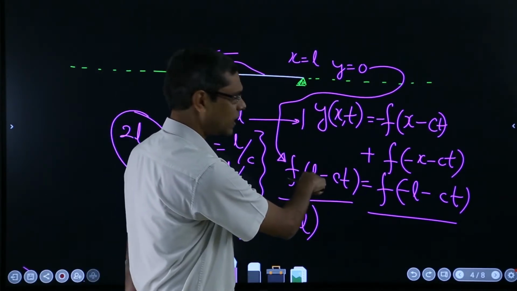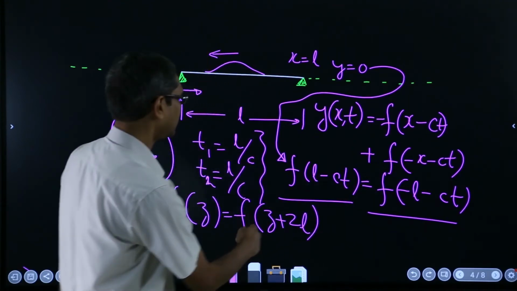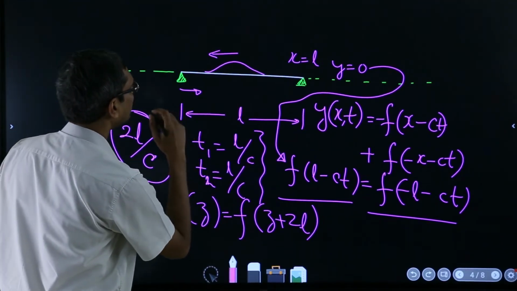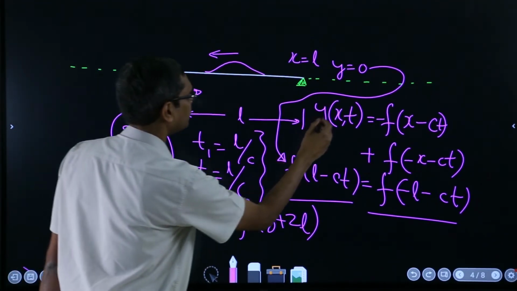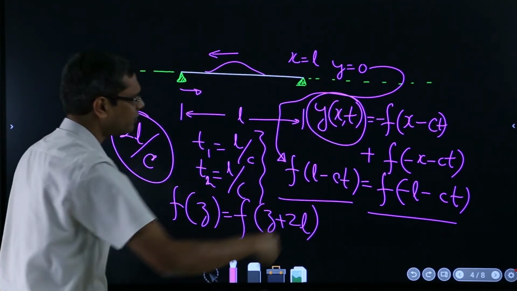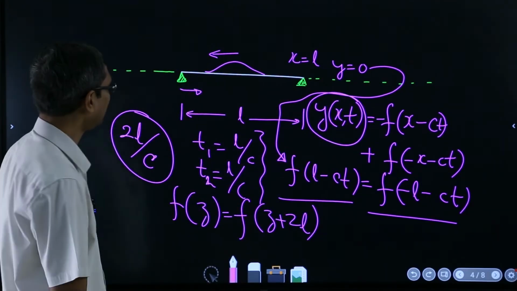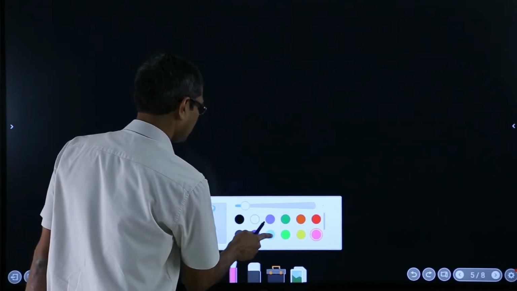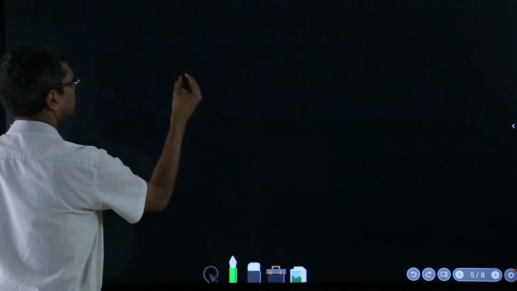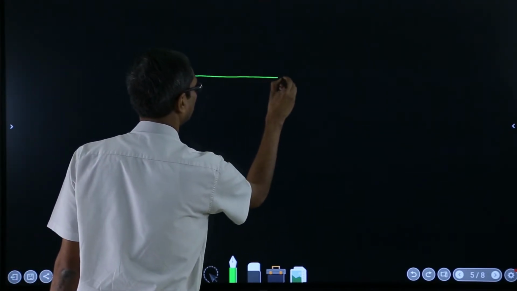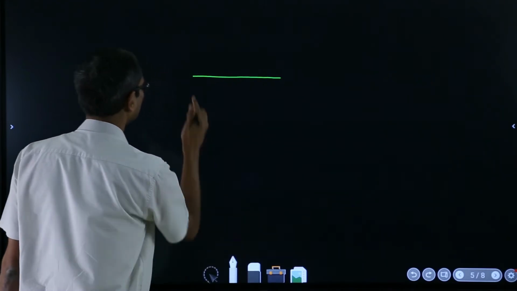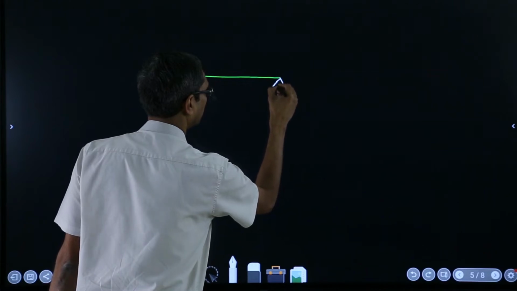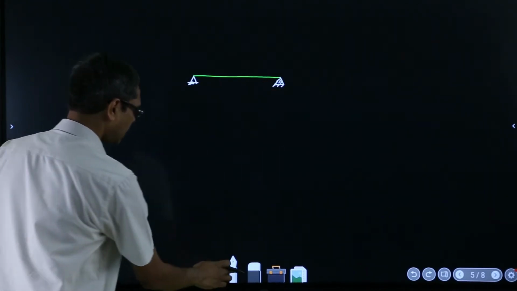If you add 2L, if z is x minus ct, that means you have a periodicity, this is a periodic function of 2L length. How it will look like, I will draw on the other page. Suppose this is, I will draw a small one, the actual physical portion of the string.